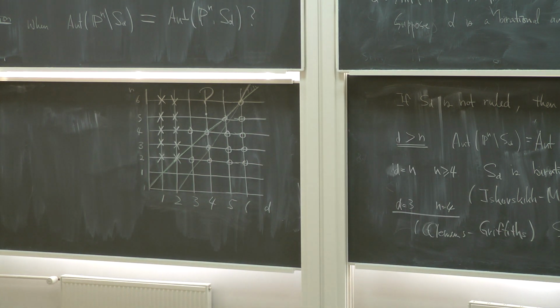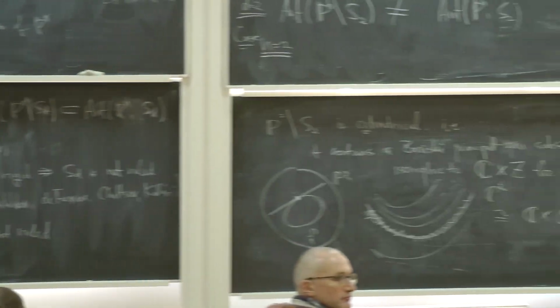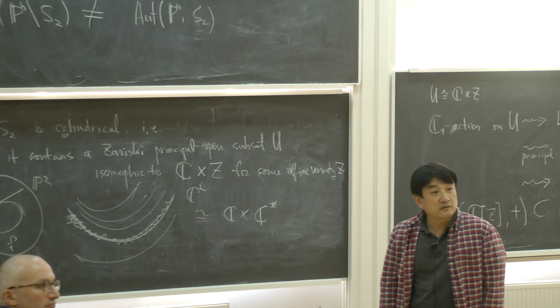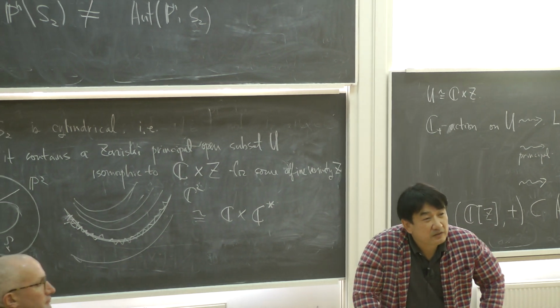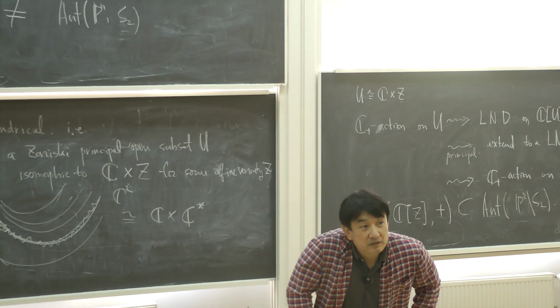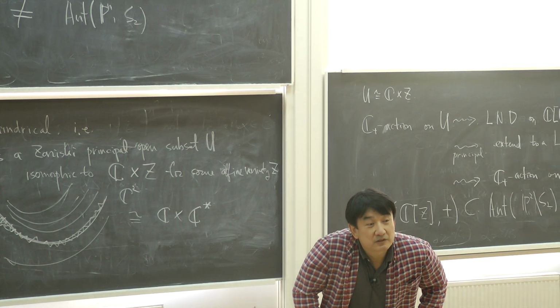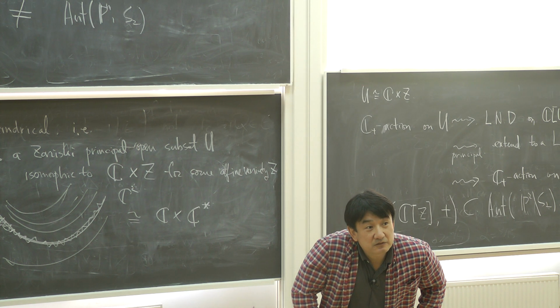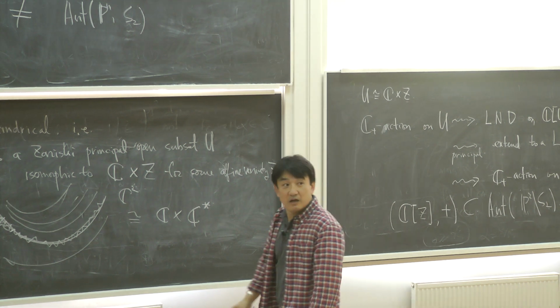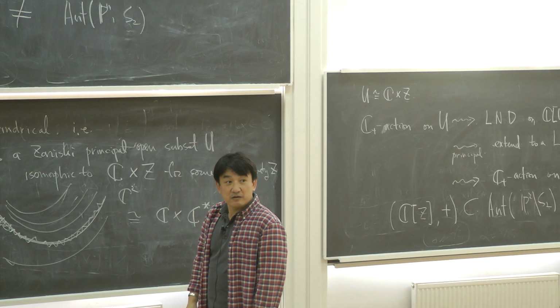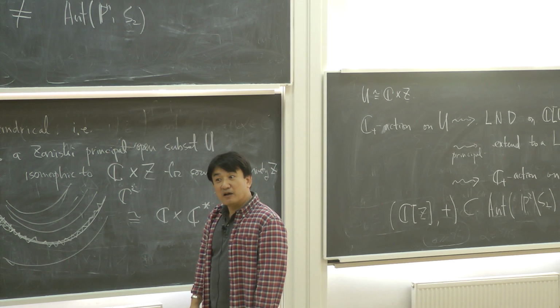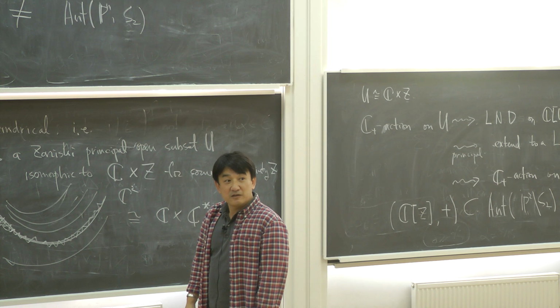Wouldn't you instead use the fact that P2 minus S2 is a homogeneous space for an SL2 action? I cannot hear. There is a natural SL2 action on P2 minus S2, for which it is homogeneous. Yes, your U is just the variance of 2. Yeah.